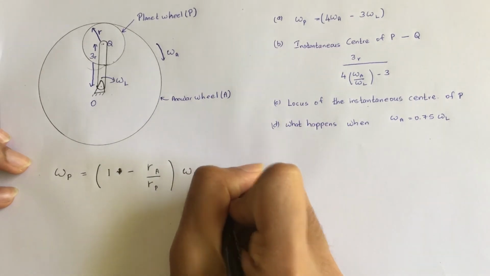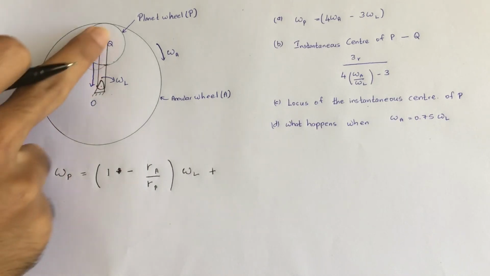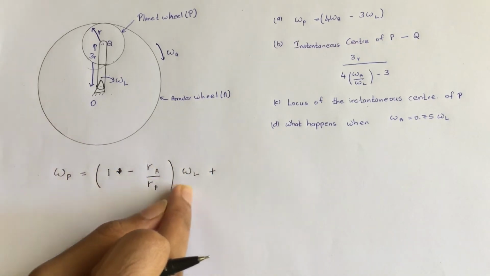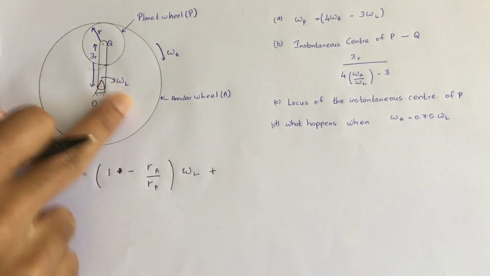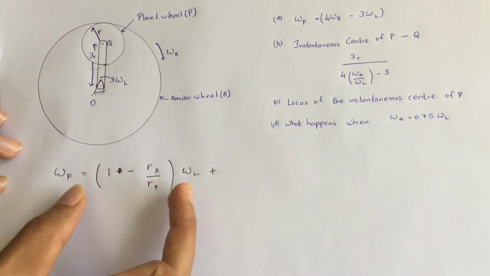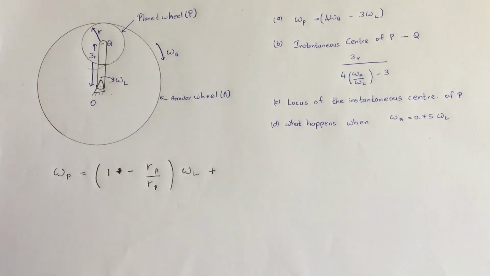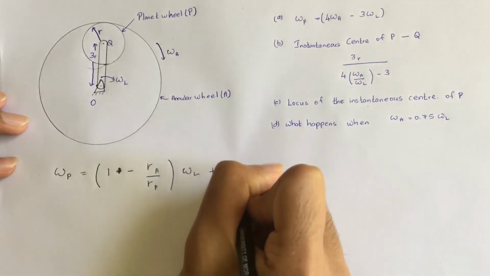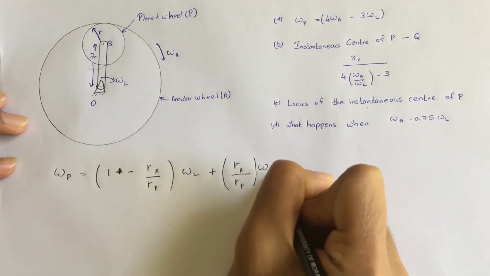After that, you need to add the angular velocity which we get from this omega A. This part we have written for omega L is the component because of this omega L. As we rotate with omega L, the planet wheel is going to have this omega P component. After that, we are also rotating the annular wheel. It's also going to give some part of the angular velocity to it. What would that be? It is RA over RP into omega A. So this is the equation.